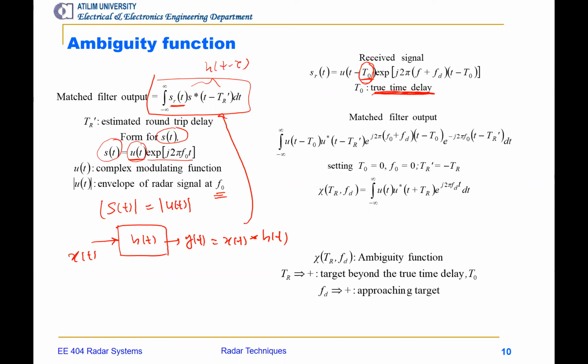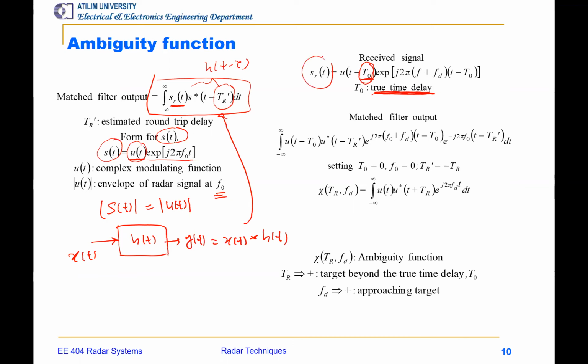Okay, and TR prime is the estimation. Not the difference. TR prime is the estimated round trip delay. T0 is the true round trip delay. So there's a difference between them, and we'd like to determine this difference, actually. Try to estimate how much it varies, so that we can estimate the capability of the radar.